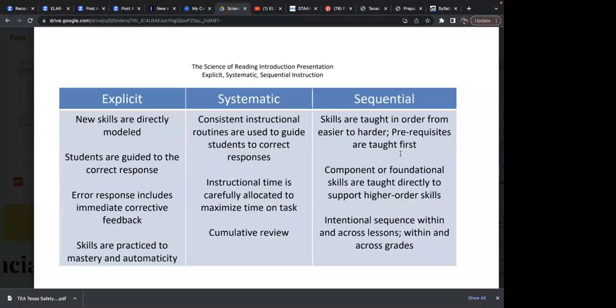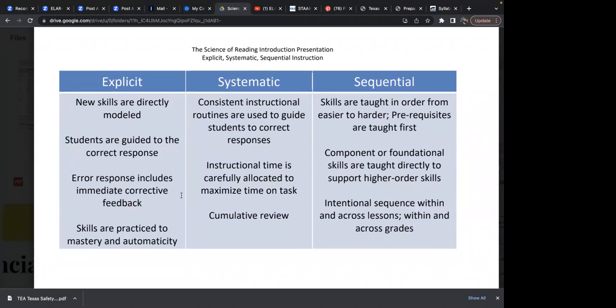Explicit, systematic, sequential. These are the ways in which we have to teach reading instruction. It has to be explicit, systematic, and sequential, which is why understanding those TEKS is really important for you to understand, like, in what order do we actually teach language? What ways do we progress from kinder to first to second to third, etc.